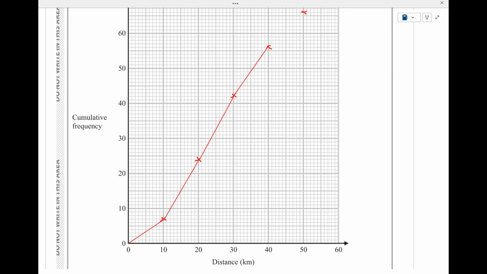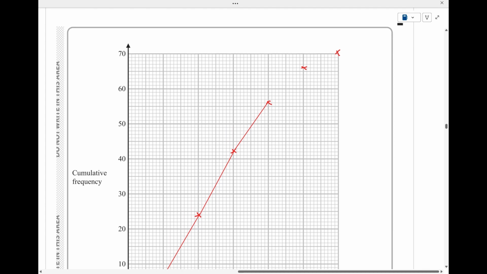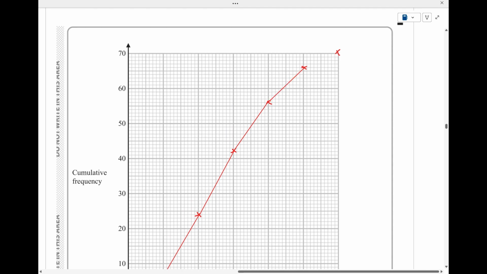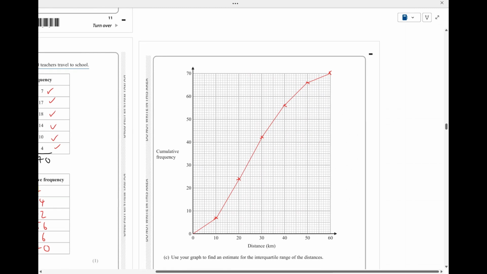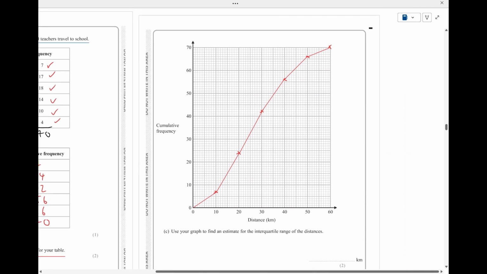Okay, and you get your marks if you do it this way. Equally, if you prefer to draw a smooth curve through the points, then do that. Okay, there's my cumulative frequency graph. Use your graph to find an estimate for the interquartile range.